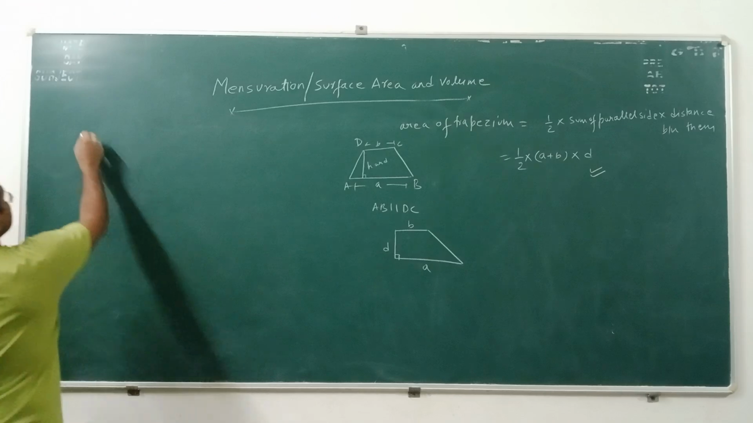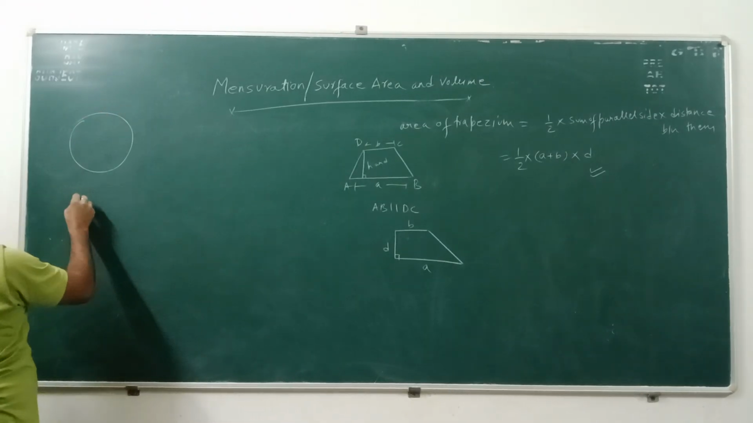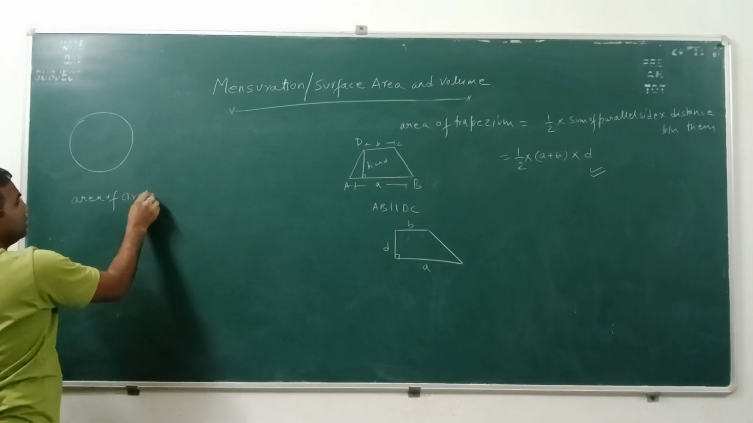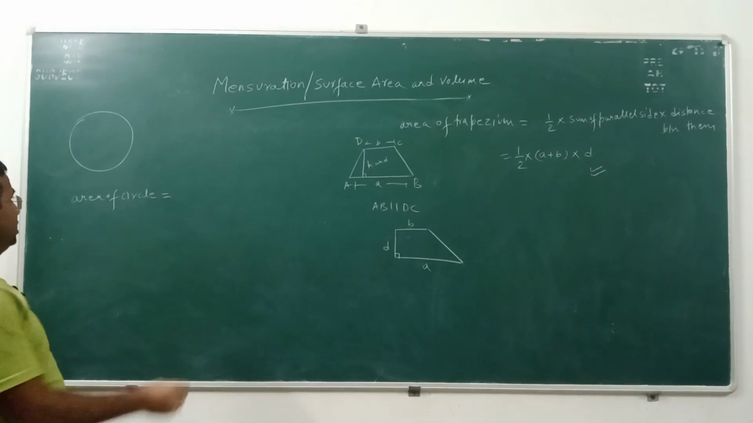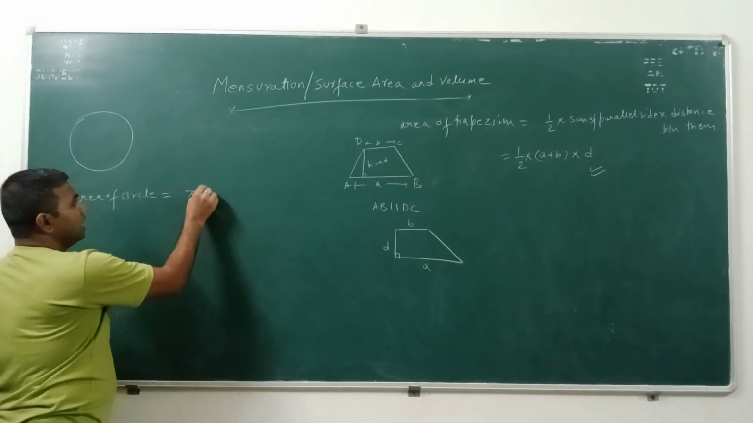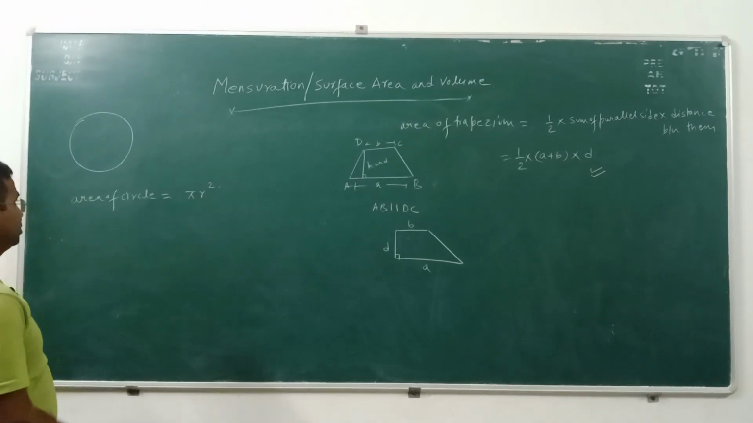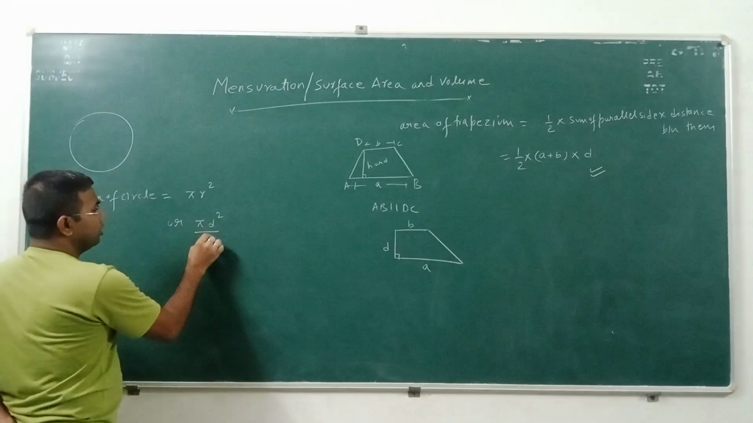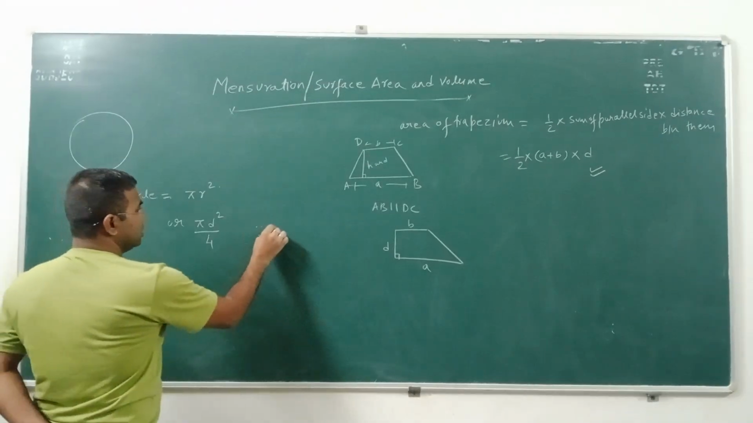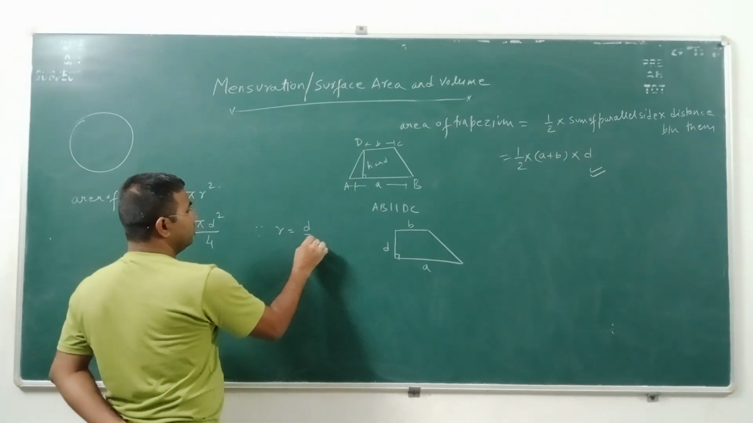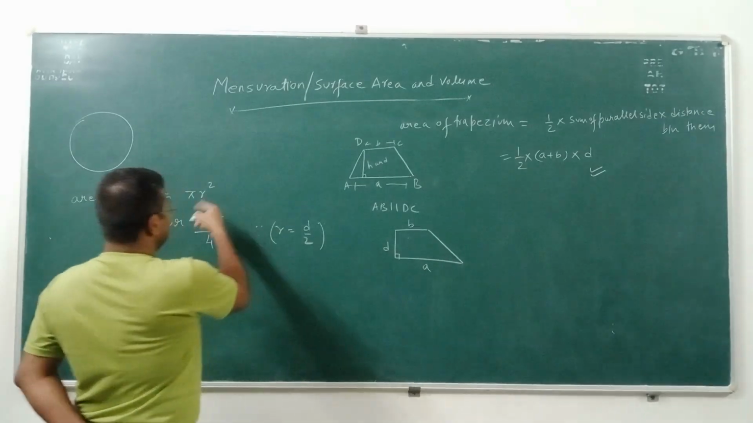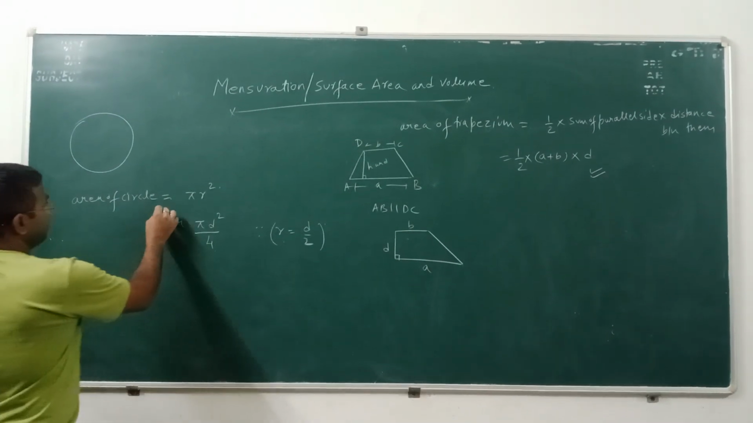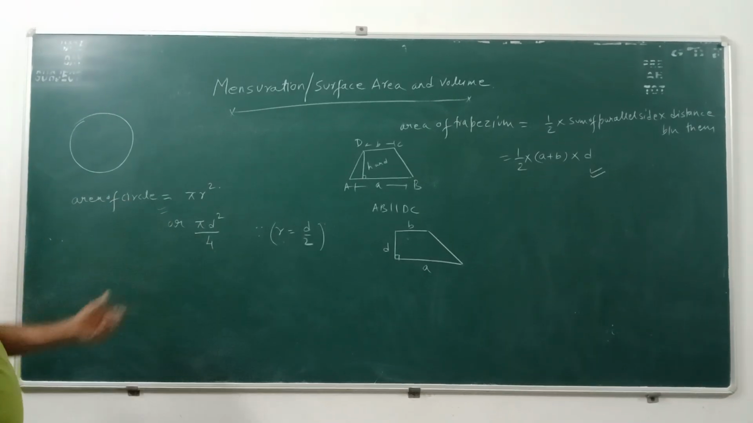Okay, now we will learn the area of a circle. The area of a circle is calculated by pi r square in terms of radius, or you can write pi d square upon 4, because r is d upon 2, and when you put d upon 2 here, d square upon 4 will come. In this way you will calculate the area of a circle.